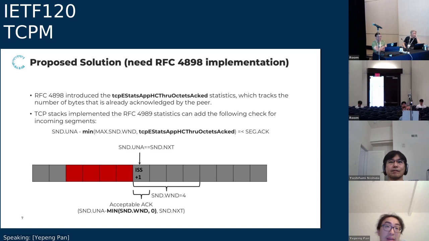Here is an example. Let's say we have a newly established connection where no data is transferred. The new condition here will constrain the acceptable ACK numbers to only SND.UNA to SND.NXT, and all numbers before this are not acceptable.